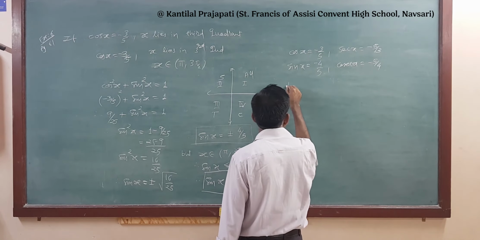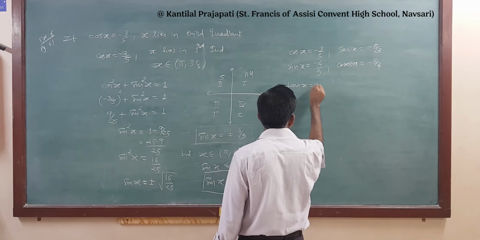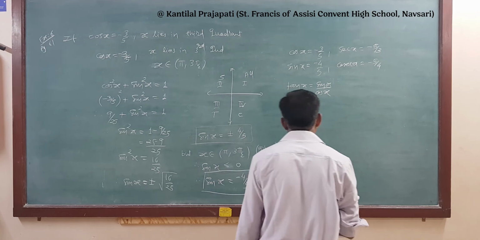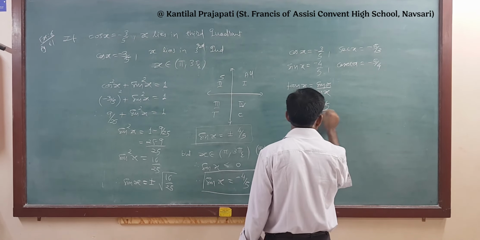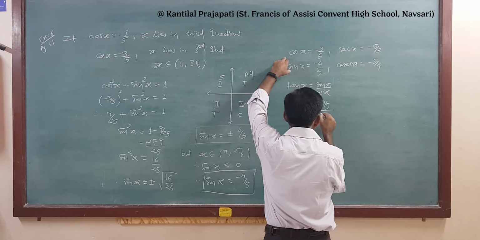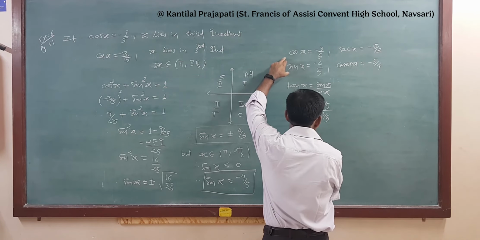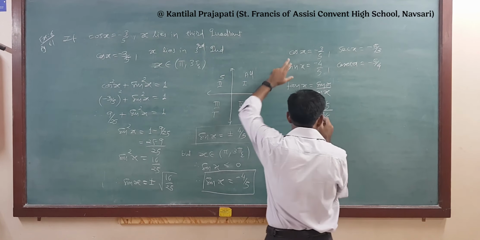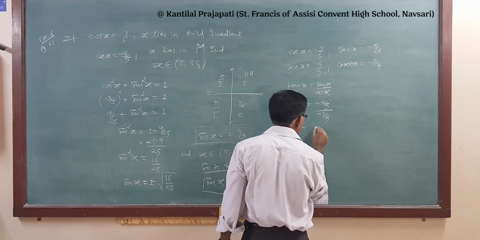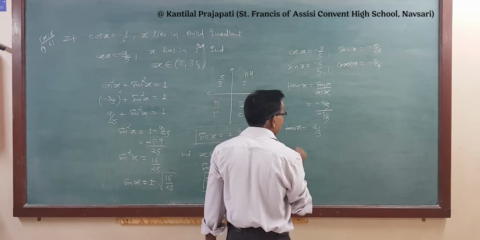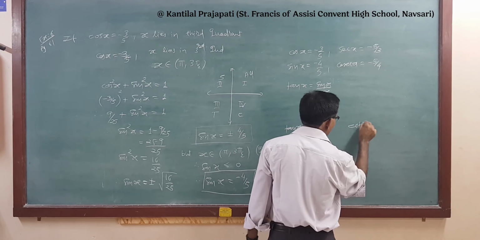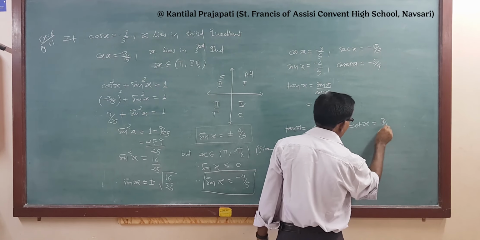Then tan x we have to find. So tan x will be what? Sin x upon cos x. The sin x is given as minus 4 by 5. Cos x we have, it is minus 3 by 5, and therefore minus minus you get plus, 4, 5 cancel, you have 4 by 3. This is tan x. So its reciprocal is cot x. Cot x is 3 by 4.